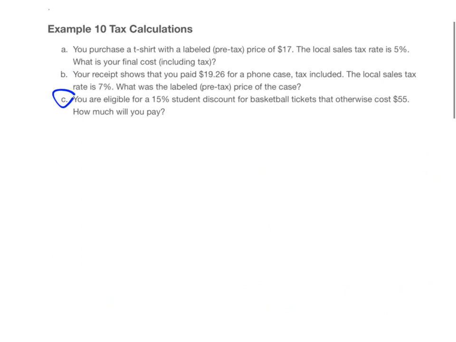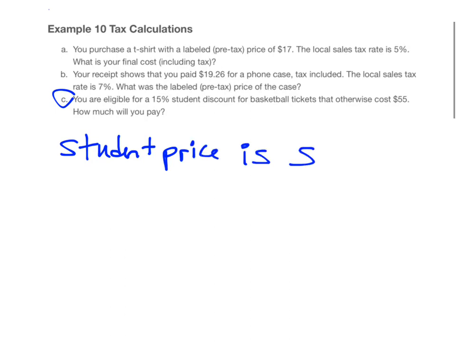In Part C, you are eligible for a 15% student discount for basketball tickets that otherwise cost $55. How much will you pay? Right. So let's write a sentence to understand this. So the student price is 15% less than the normal price.